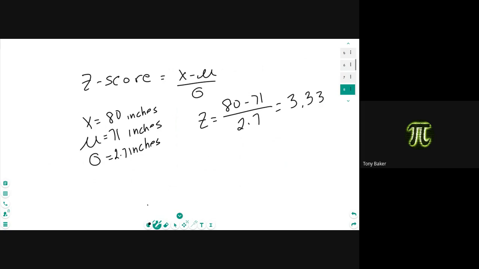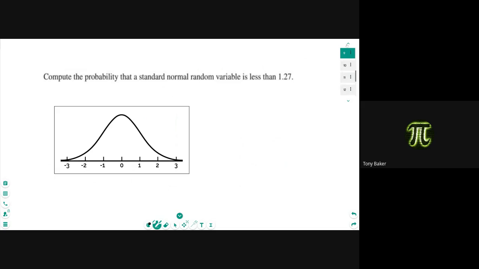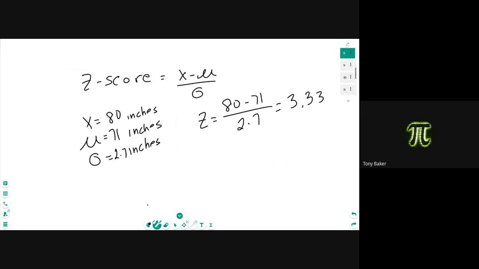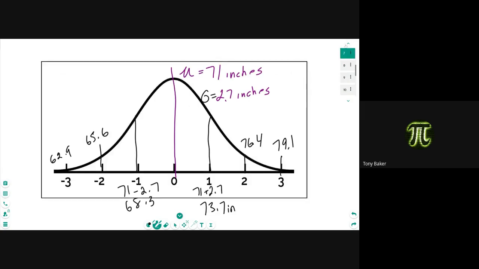All right, so we got 3.33 standard deviations. So just over 3, not that much further, but just over 3 standard deviations away from the mean.